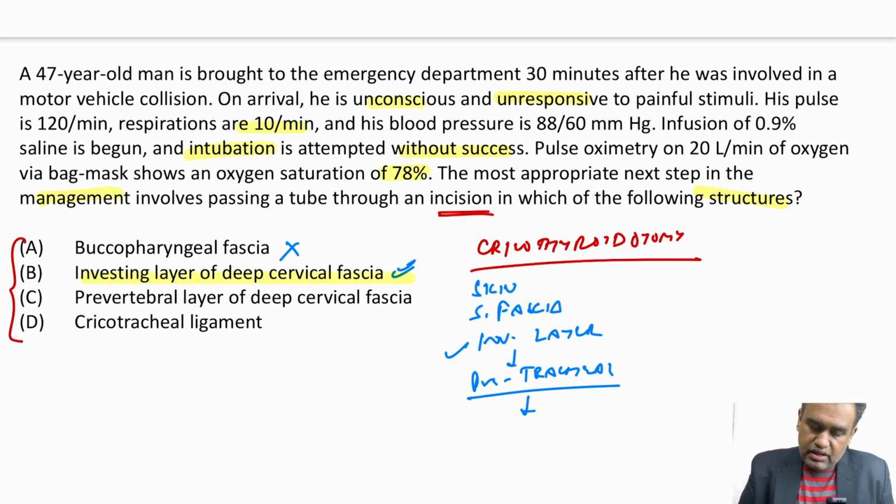Other options, let us see. Prevertebral layer. Now, the prevertebral layer is anterior to the vertebrae, that is more posterior, more deep, that will not be encountered. Cricotracheal ligament is not. Answer over here, investing layer.